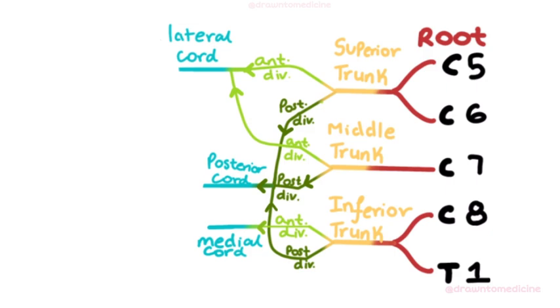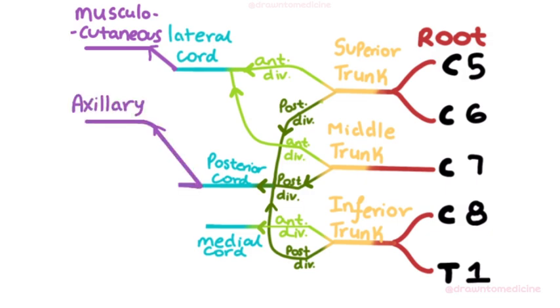Now, each of these cords will help us form our terminal branches, which are the nerves that will go and innervate different parts of our upper limb so that we can move our upper limb. So, the lateral cord will form the musculocutaneous nerve, and the lateral cord does help to form another nerve, but we'll touch upon that in just a second. Let's just move on to the posterior cord, which will form the axillary nerve and the radial nerve.